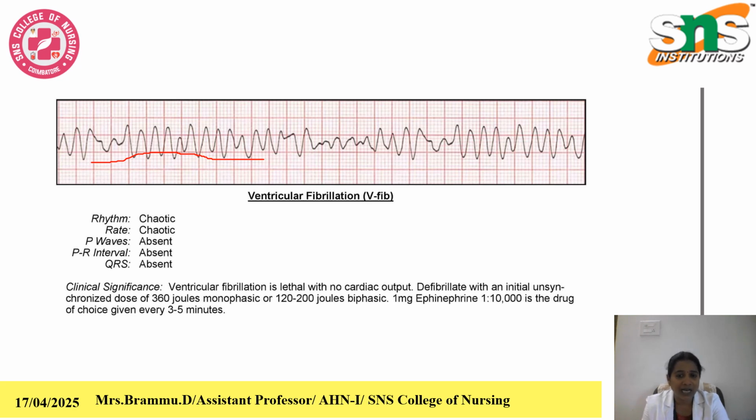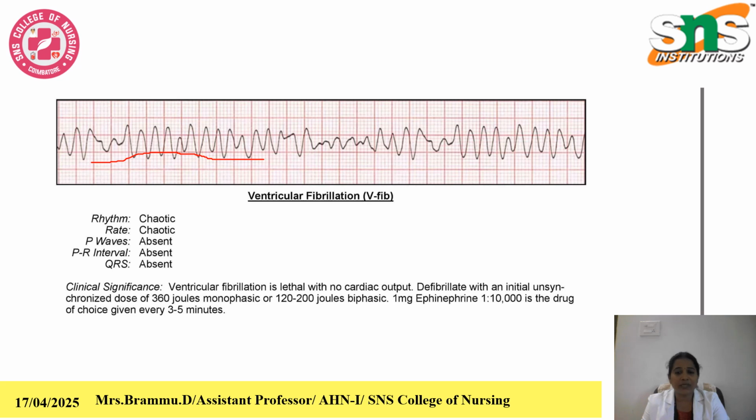As I told you, the PR interval is always observed, whether it is regular or irregular. Here the PR interval is totally absent because the P wave itself is missing, so the PR interval is definitely absent in this ECG, and the QRS complexes are also absent. In short, we medical professionals call ventricular fibrillation VFib.